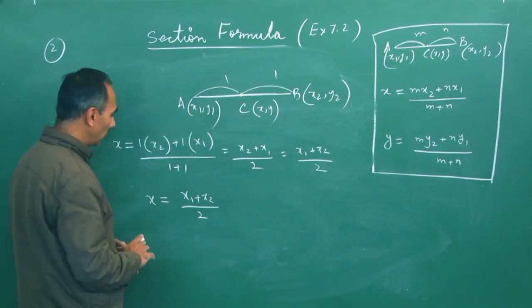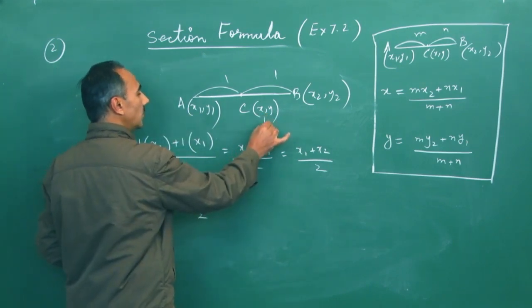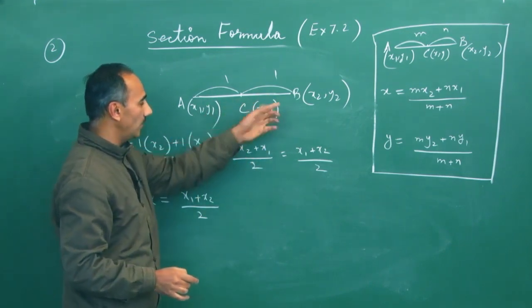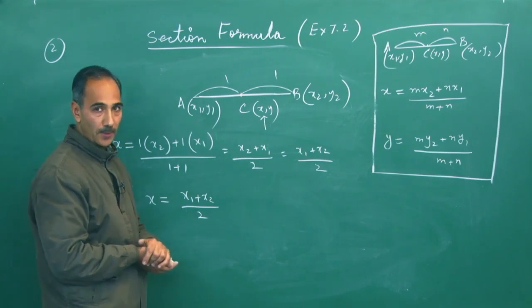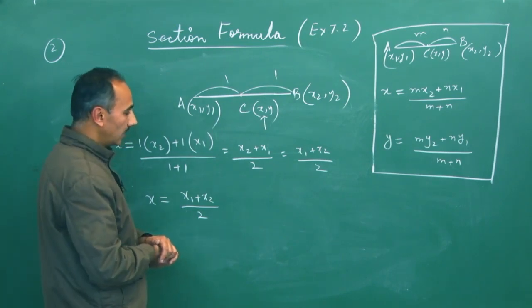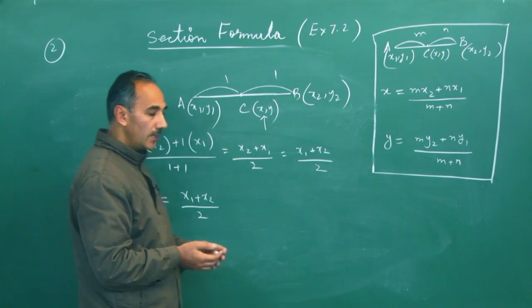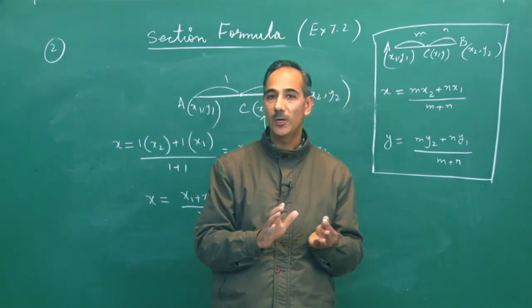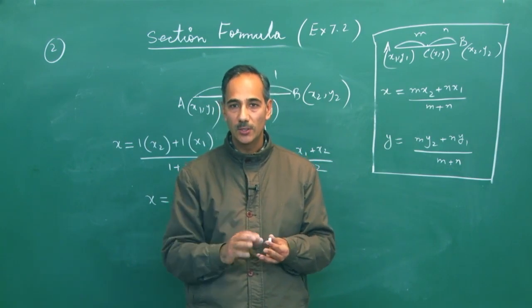In other words, you would say the x coordinate of the midpoint is the sum of the x coordinates of the endpoints divided by 2. This way you could remember that the x coordinate of the midpoint is the sum of the x coordinates of the endpoints. So x is x1 plus x2 by 2.